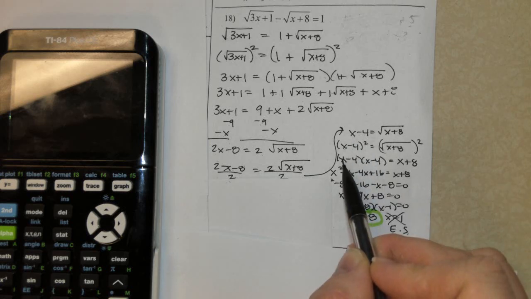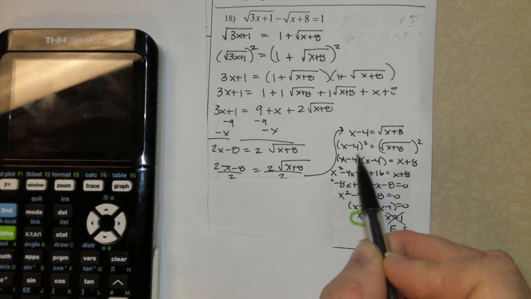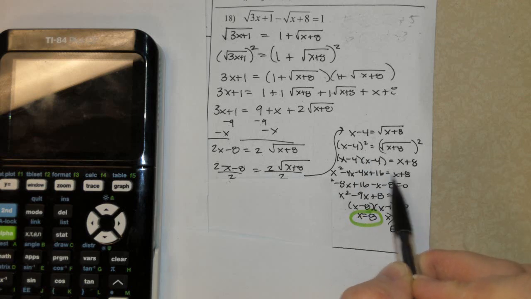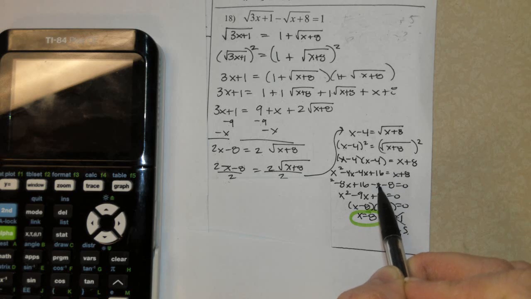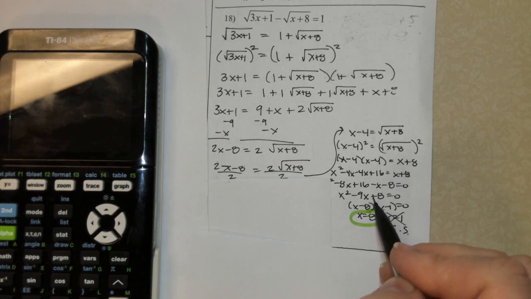So foiling on the left, x squared for the front. Outside is negative 4x, inside is negative 4x. Negative 4 times negative 4 for the back is 16. I'm going to move the x over and the 8 over, so negative x, move it over, and negative 8, and combine like terms. How can we solve at this point?